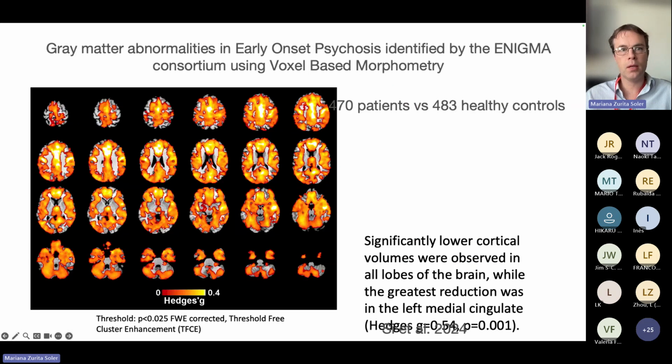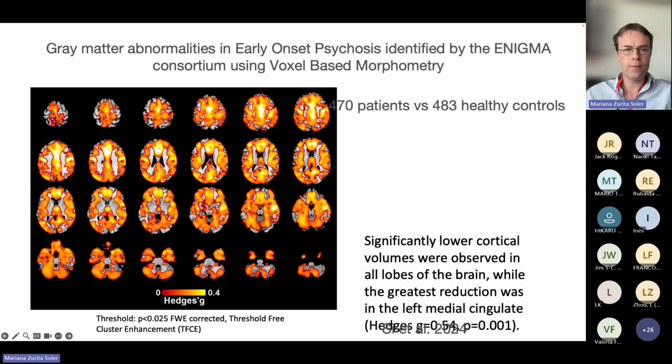Just going on, a bit of a cheeky plug to some of the work that we've been doing. We have also been looking at the ENIGMA sample, and these are people with early onset psychosis. Sorry, the formatting's gone slightly there, but there's 470 patients versus 480 controls. So the sample size is a little bit smaller, but these patients are very difficult to recruit. They're quite rare. They're people who get psychosis at or before the age of 18, many of them at 13 and 15 and so on.